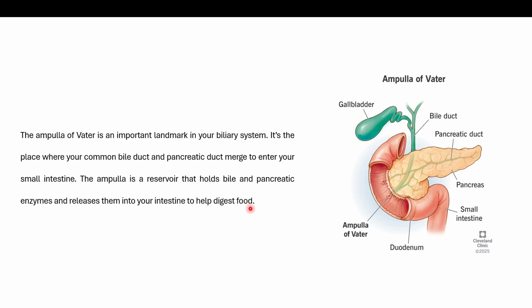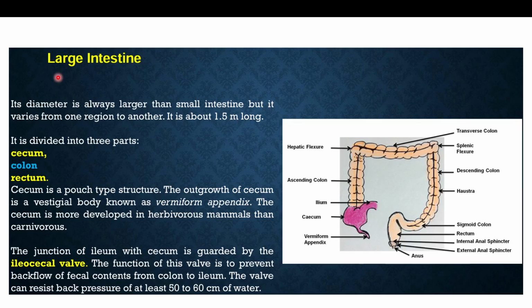Next comes the large intestine, whose diameter is always larger than the small intestine, but the diameter can also vary from one region to another, and it is about 1.5 meters long. In terms of length, the large intestine is actually smaller than the small intestine. And the large intestine is again divided into three parts: the cecum, the colon, the rectum. And this is the colon. Colon again has three parts: the ascending one, the transverse, and the descending colon.